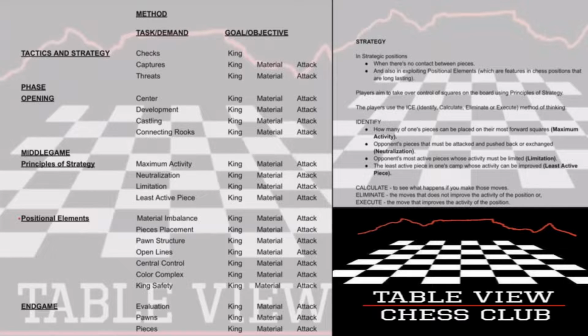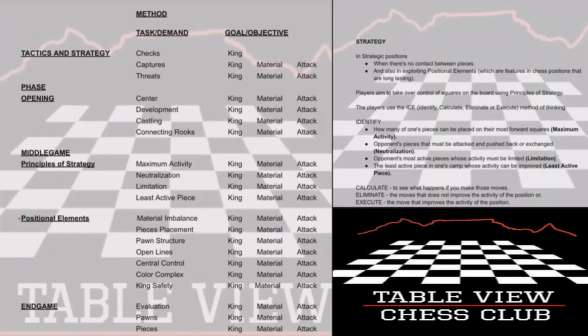So firstly, the players identify how many of their pieces can be placed on their most forward squares using the principle of maximum activity. They identify how many of the opponent's pieces must be attacked and pushed back or exchanged using the principle of neutralization. They identify the opponent's most active pieces whose activity must be limited using the principle of limitation. They identify the least active piece in their position whose activity can be improved using the principle of the least active piece.